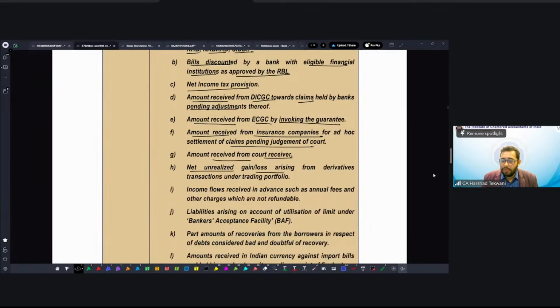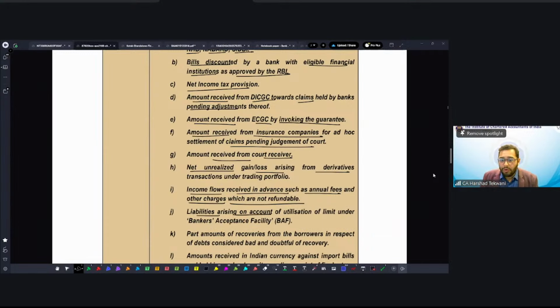Unrealized gain or loss from derivatives. Income flows that is received in advance, such as annual fees, other charges which are not refundable. Because we have received it, we are not going to return it back. It is not a liability like demand or time liability. Demand liability means someone will come and demand and we have to pay that amount. Time liability means that after a particular time in future we are required to pay that amount back. But income which is received in advance, which is not refundable, we are not required to pay. Logically, it should not be part of DTL.